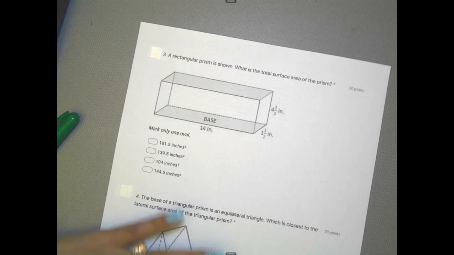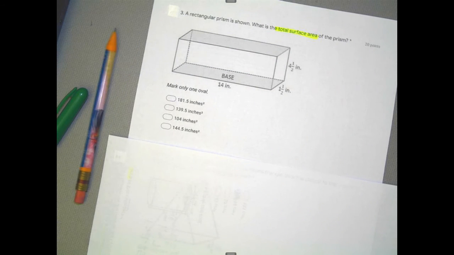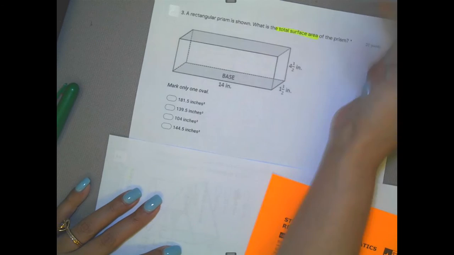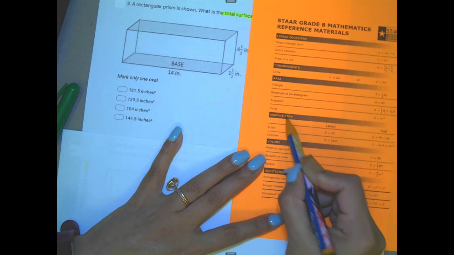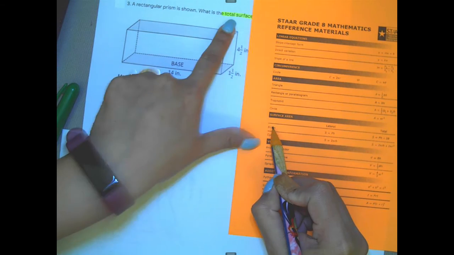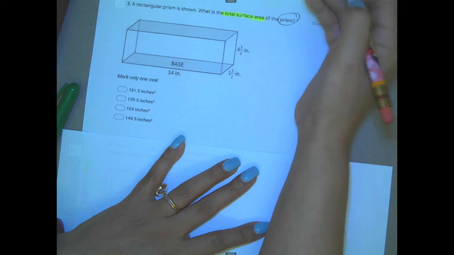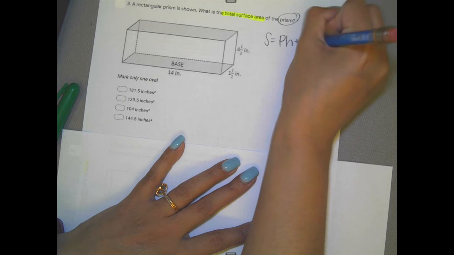And number 3 says a rectangular prism is shown. What is the total surface area of the prism? All right, so I'm finding the total surface area, and it is a prism. It's a rectangular prism. It tells me that in my problem. So when I look at my formula chart, I go to surface area, prism, and it wants total. So I'm going to use S equals PH plus 2B.